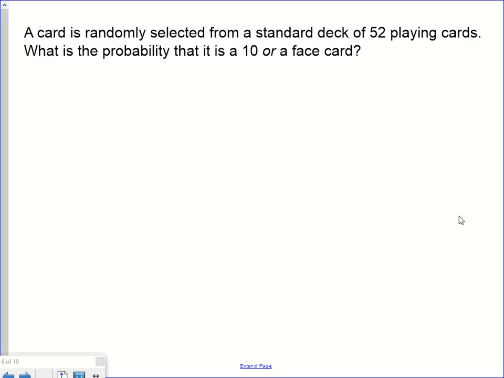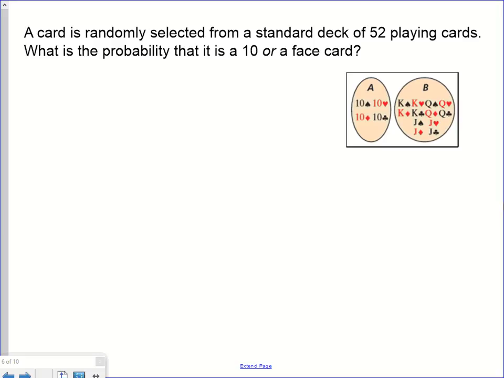Is there anything I could pick that would satisfy both? Is there anything in a deck that is both a 10 and a face card? No, because all the 10s are 10s and the face cards are jacks, kings, and queens. Just to help us out, I'm going to show the Venn diagram here. As you can see, the circles do not overlap. So to find this probability of A or B. Now A stands for the event that the card is a 10. B stands for the event that the card is a face card.